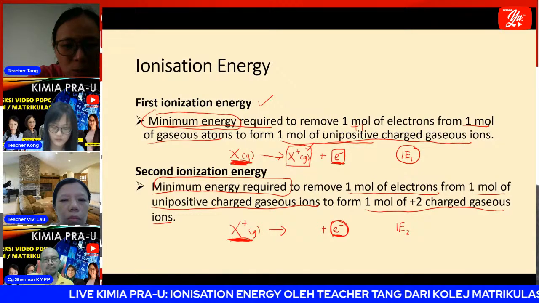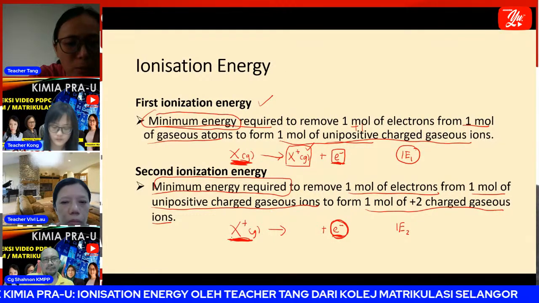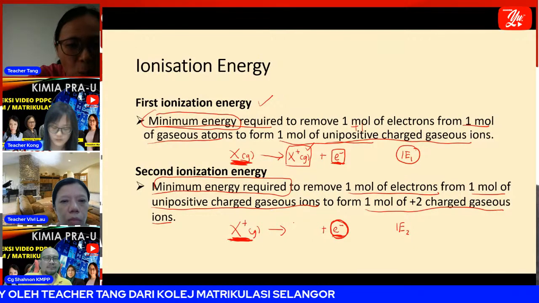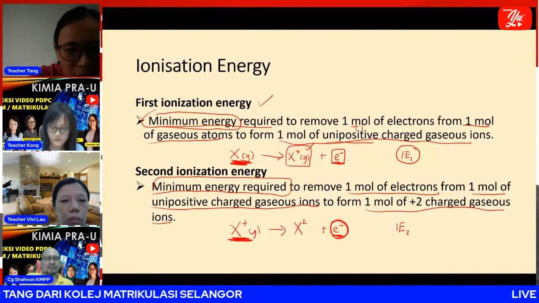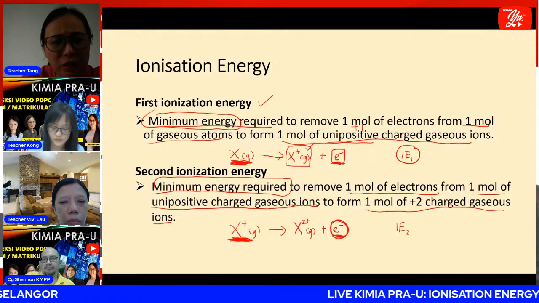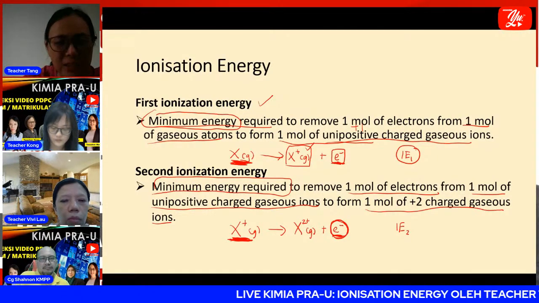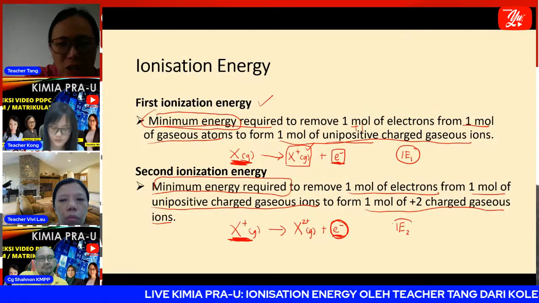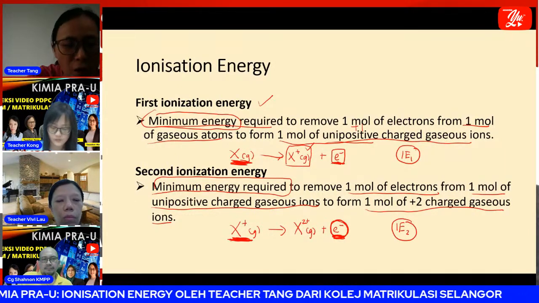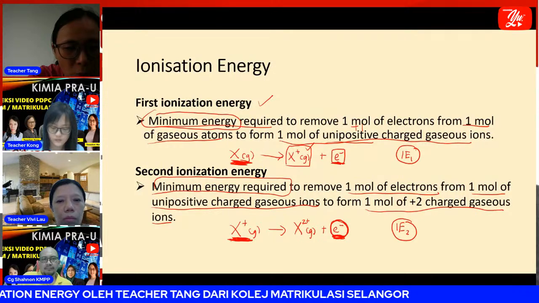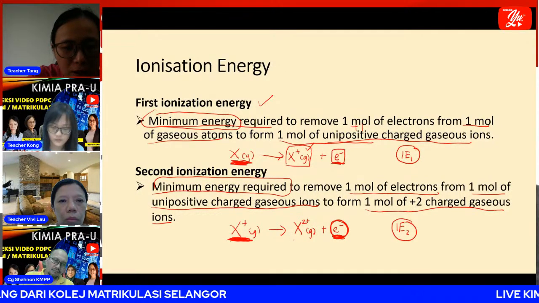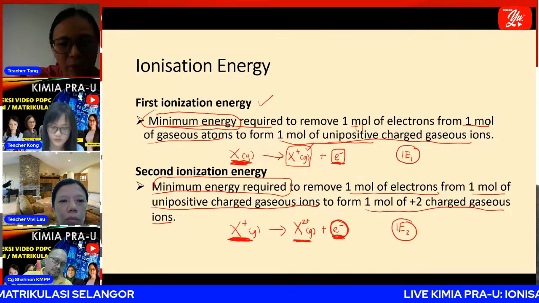And after 1 mole of electron is removed from this 1 mole of positive 1 gaseous ion, we get 1 mole of positive 2 gaseous ion. So this is the definition of second ionization energy. It's the energy needed to remove 1 mole of electron completely from positive 1 gaseous ion in order to form 1 mole of positive 2 gaseous ion.